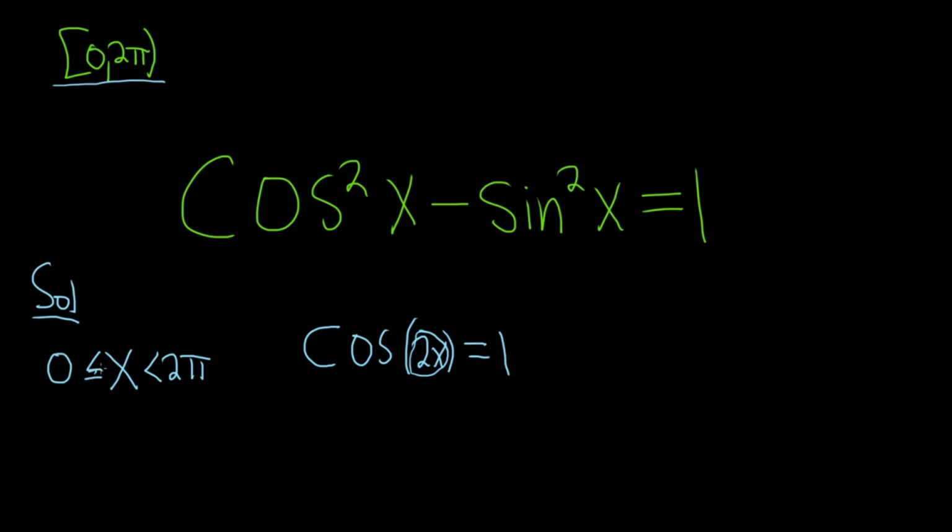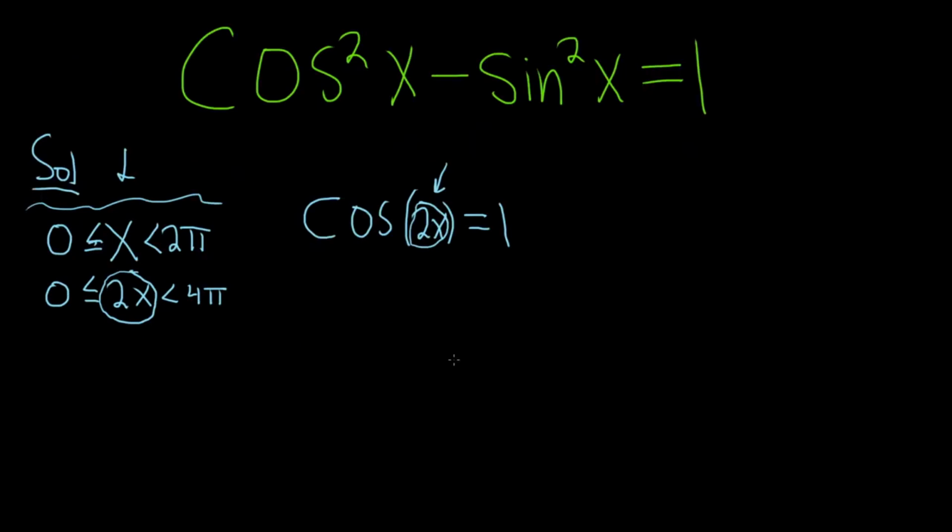By the way, this strategy, what I'm doing here, whenever you have a 2x or a 3x or something besides x and it's equal to a number, and you're trying to solve an equation like this, do what I'm doing. Put the x between these numbers, and then make this look like what's inside your trig function. We have a 2x here, so now we're going to multiply everything by 2. So 2 times 0 is 0. 2 times x is 2x. 2 times 2 pi is 4 pi. So now we're thinking of, okay, what are all the answers between 0 and 4 pi? We're looking for all of the values of 2x.